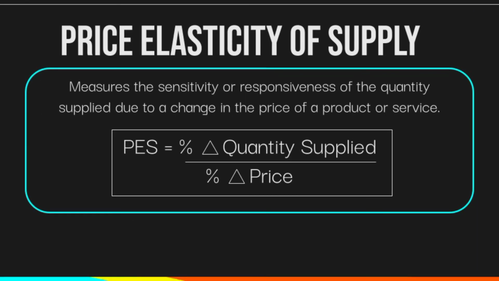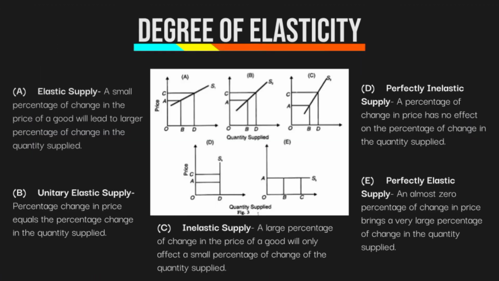Price elasticity of supply. The price elasticity of supply function is to measure the sensitivity or responsiveness of the quantity supplied due to a change in the price of a product or service. To get price elasticity of supply, divide the percentage change in quantity supplied by the percentage change in price. These are the degrees of elasticity.